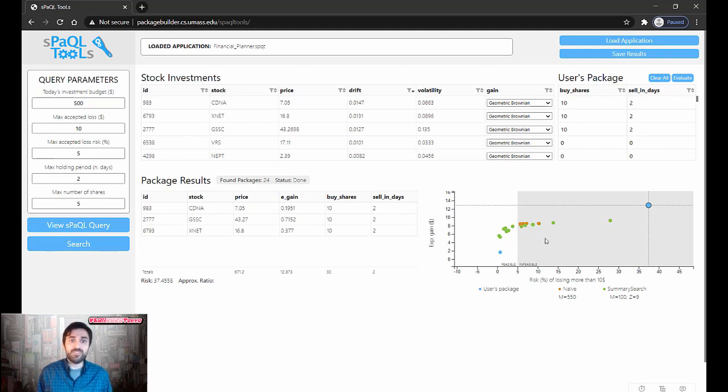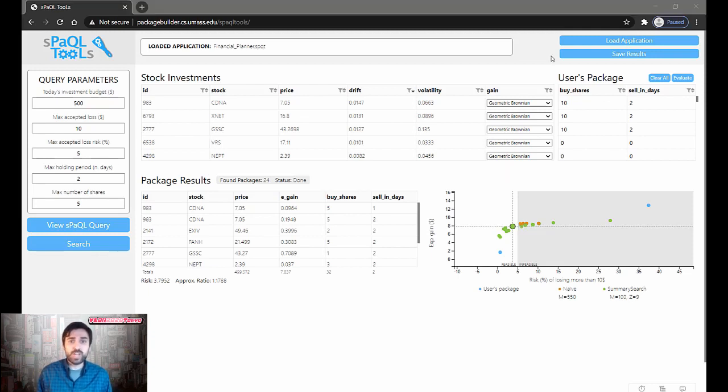Naive gets stuck in the infeasible region. It increases the number of scenarios indicated by M and can never reach feasibility. Summary search, on the other hand, finds feasible solutions quickly. Initially, these have low expected gain, but very quickly it is able to identify a portfolio that is within our acceptable risk level and also has high expected gain. This is much better than what we could do manually and much better than what the naive algorithm is able to produce. In this demo, we showed you how sPaQLTools can build stock portfolios.